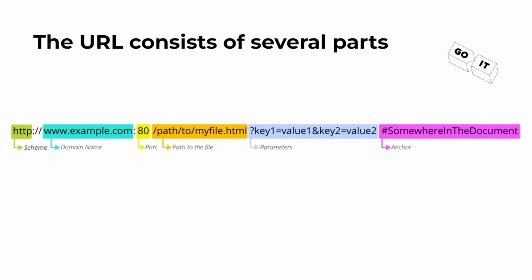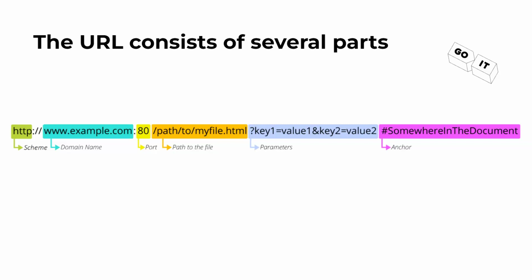So we have the scheme. The scheme is also called a protocol. It tells the web servers which protocol to use when it accesses a page on your website. The most popular scheme that we are currently using is HTTPS, which stands for Hypertext Transfer Protocol Secure.